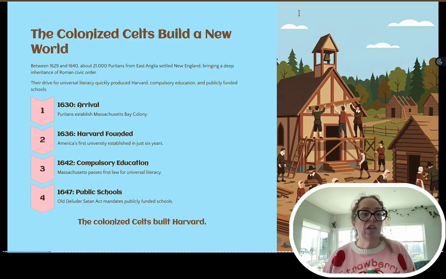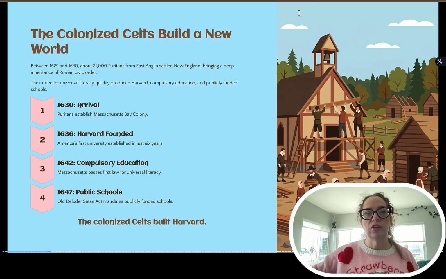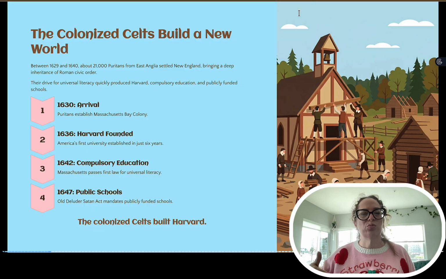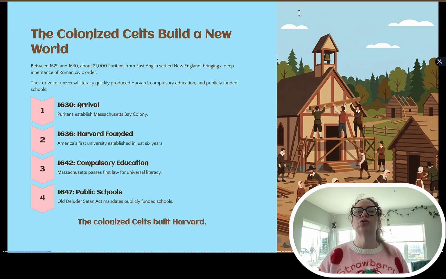Harvard. Okay, 6 years after arrival, they showed up in a new world on empty land with Indians trying to kill them and fighting with each other and whatever, and starving. No infrastructure whatsoever, no roads. And within 6 years, they built Harvard. Not a little village to live in and some shelters. They built Harvard. By 1642, another 6 years later, they passed the first compulsory education law in the New World. Okay, only 12 years after arrival, everybody has to go to school.